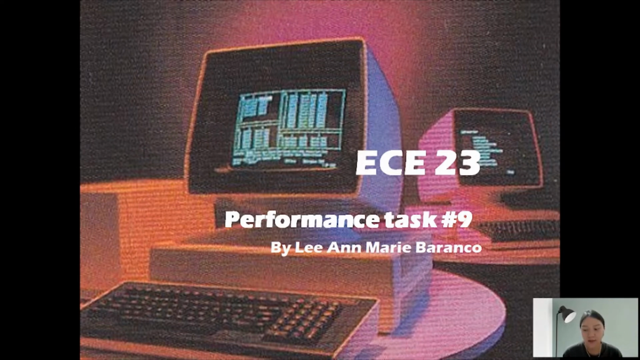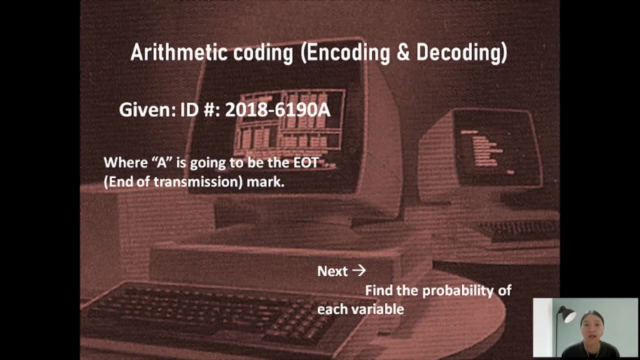We're going to discuss arithmetic coding for performance task 9, including the encoding and decoding. Our given is 2018-61908A, where A is going to be the EOT, or the end of transmission mark.